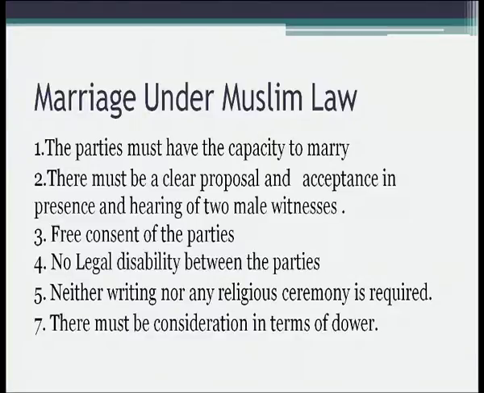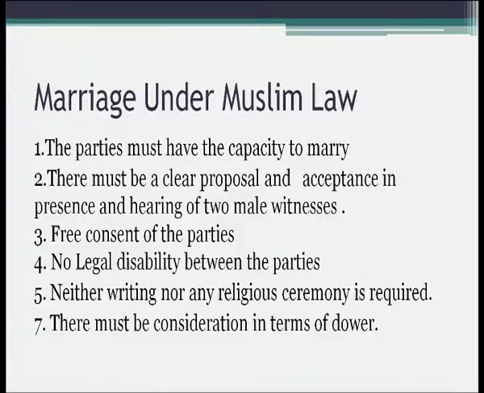Friends, the following are the essentials for a valid Muslim marriage, and first is the parties must be capable of marrying. Here capacity to marry means the parties must be of sound mind and must have attained the age of puberty. Here age of puberty means generally the age of 15 years, unlike the Hindu laws where the requirement is 18 years and 21 years respectively for the bride and bridegroom. Under Muslim law, it is the age of puberty, that is 15 years, for the parties to the marriage.